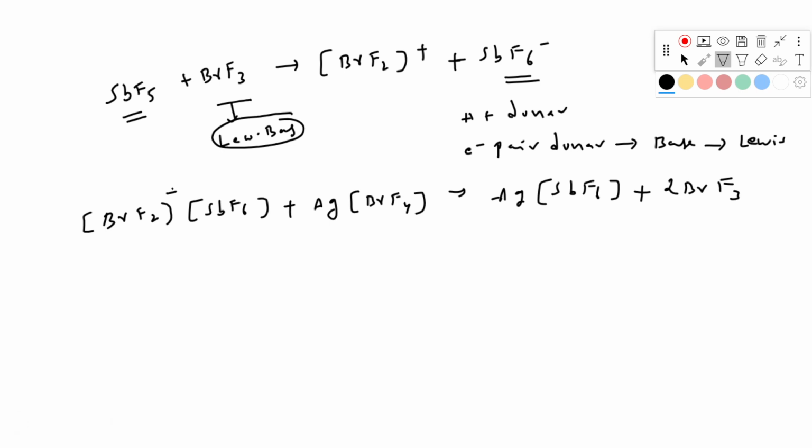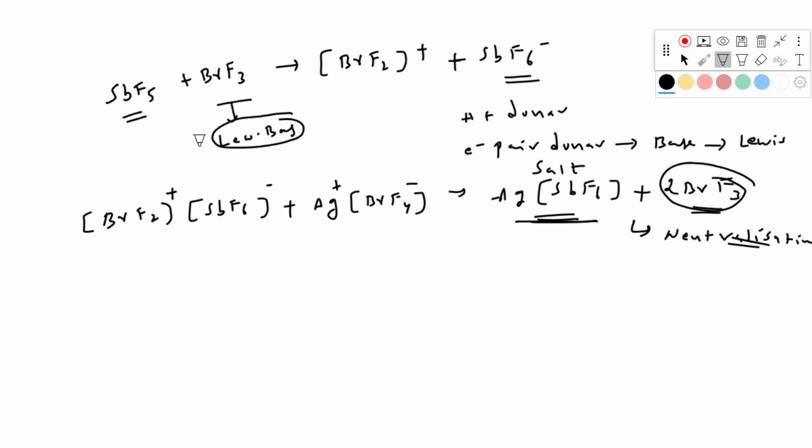So here, if you observe, BrF2 plus SbF6 minus, and here Ag plus BrF4 minus. This is the solvent, this is the salt. Acid plus base gives rise to salt plus solvent. So this is one kind of neutralization reaction. How can you identify it? BrF3 is the solvent here, and AgSbF6 is the salt. So whenever you get salt plus solvent, this is a neutralization reaction.